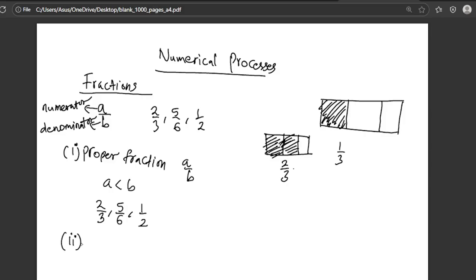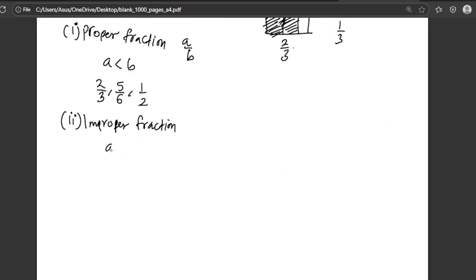Second type is the improper fractions. In this type of fraction, the numerator is greater than the denominator. In this case, we say a is greater than b, if the number above is greater than the number below. Examples are 6 over 5, 8 over 2, 7 over 3. In each of these fractions, you can see that the number at the top is greater than the number at the bottom. That is, the numerator is greater than the denominator.